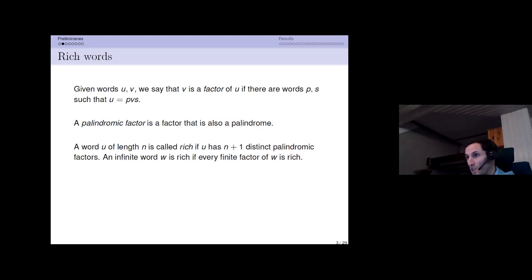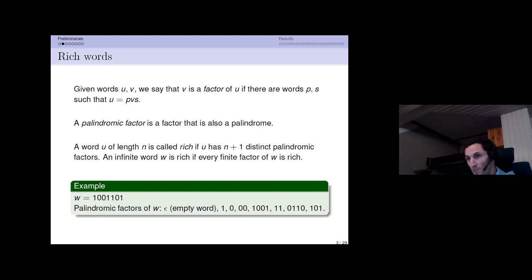The definition of richness can be extended also for infinite words. In this case, we say that an infinite word w is rich if every finite factor of w is rich. So this is the definition of richness. For those who are not familiar with richness, you may wonder about this definition, why n plus one, but I will explain it on the next slide.